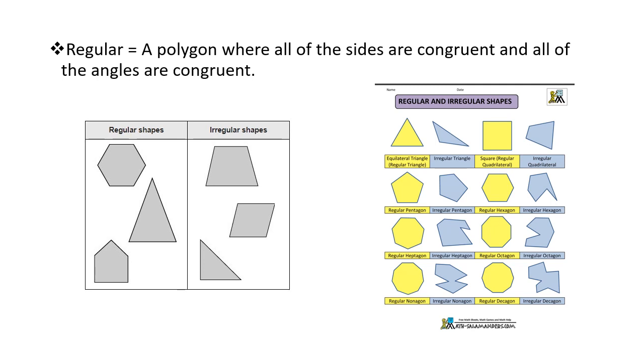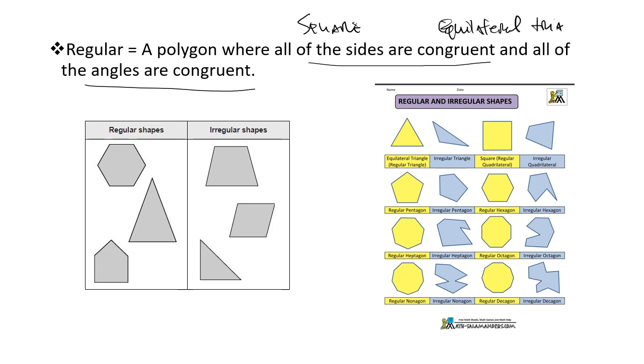Polygons can be what we call regular. A regular polygon means that all of the sides are congruent and all of the angles are congruent. We've already looked at two regular polygons. An example of this would be a square, which is our regular quadrilateral, and also our equilateral triangle. Those are both regular. There's a little chart here that shows some examples.